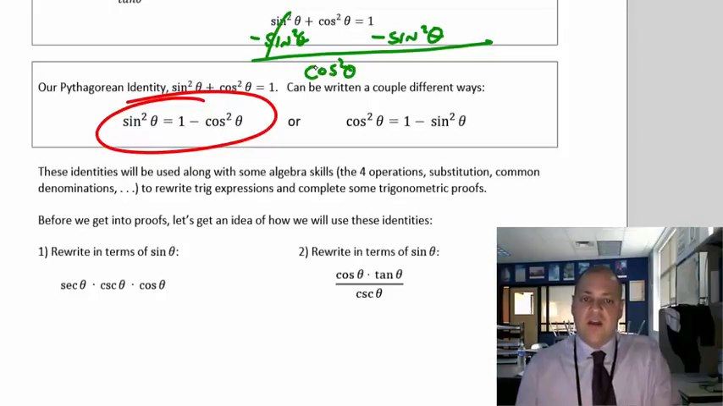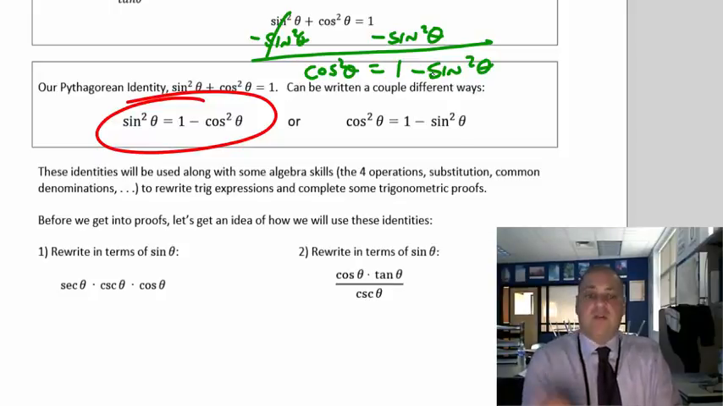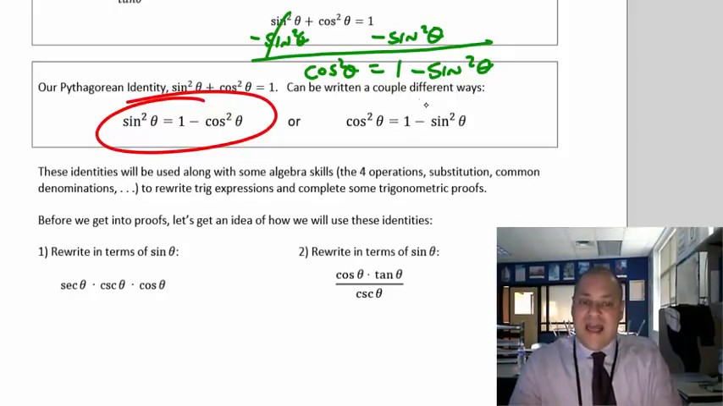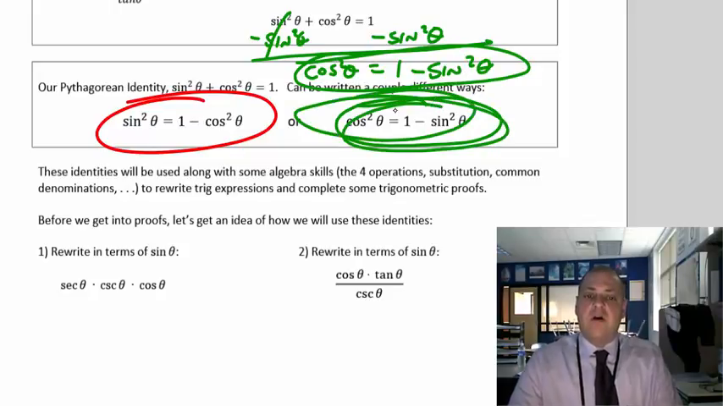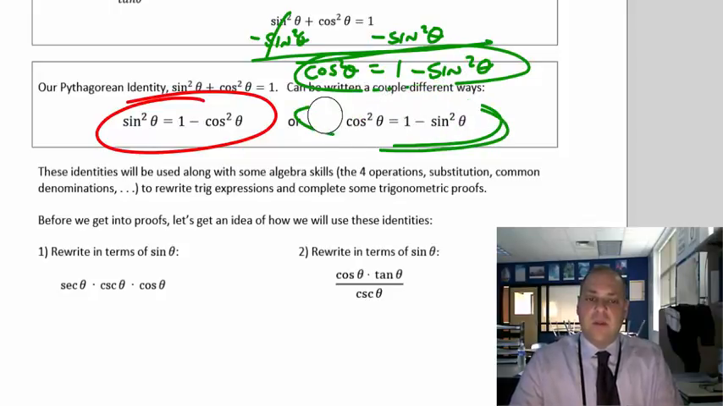I get cosine squared theta equals 1 minus sine squared theta. And you can't simplify 1 minus sine squared because they're not like terms. I don't have a sine here or a sine squared to combine it with. So it literally just stays 1 minus sine squared. And I get this. Cosine squared equals 1 minus sine squared. There it is. Okay? I didn't mean to write on that.